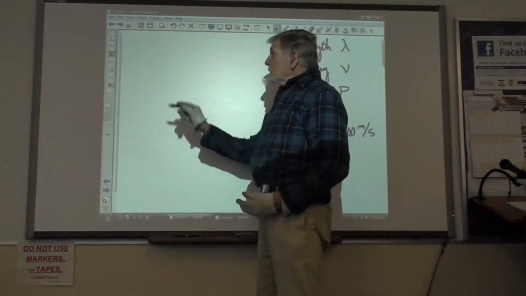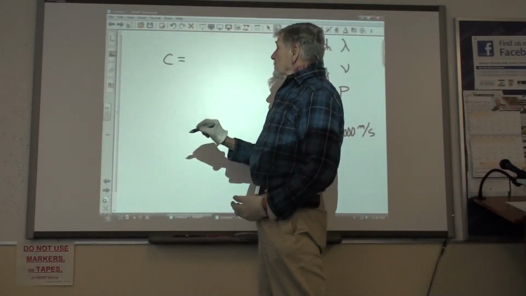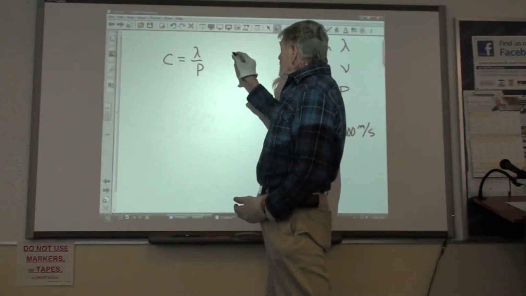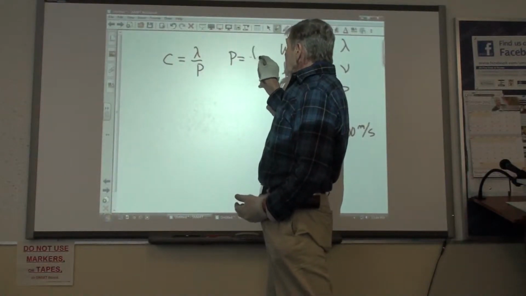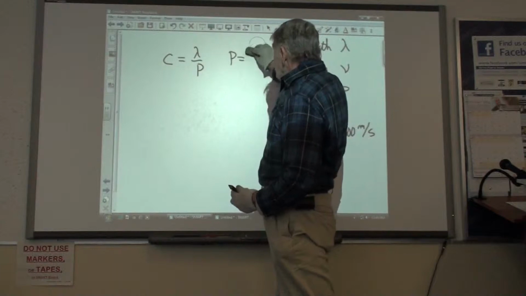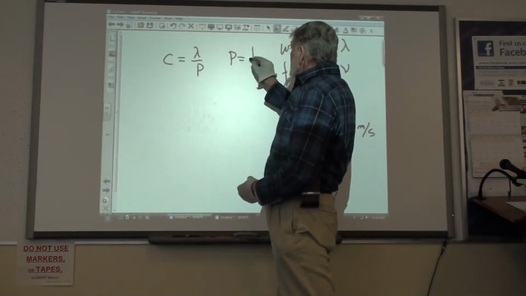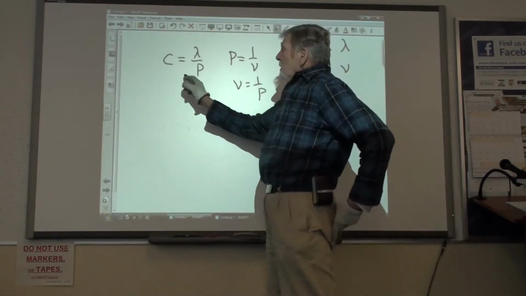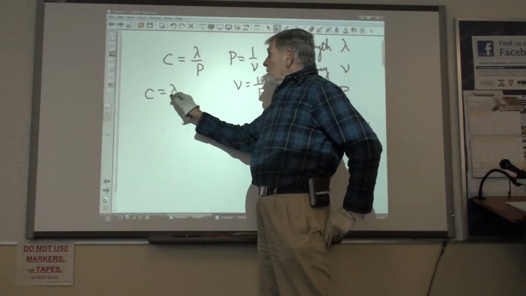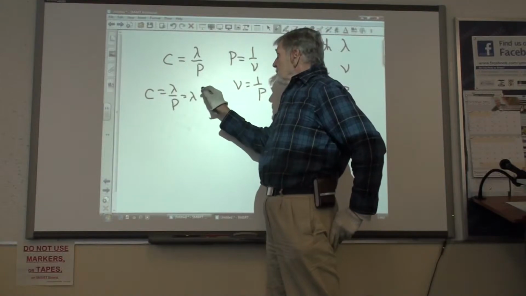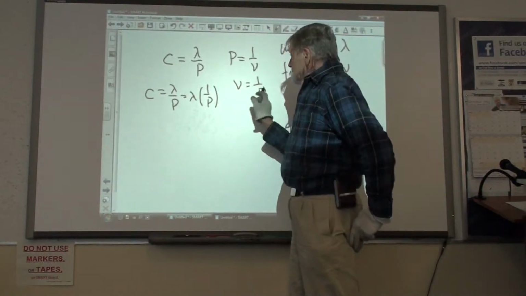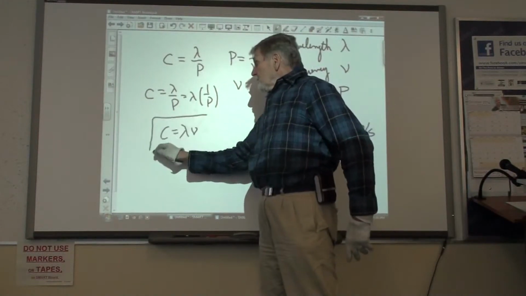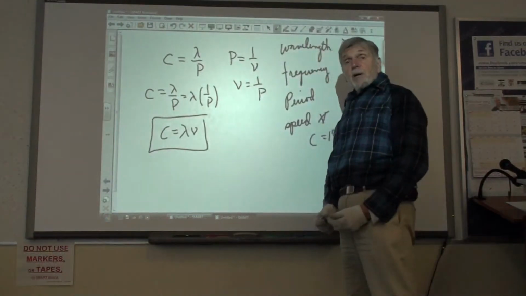Now, since speed was shown to be a distance over a time, it was equal to the wavelength over the period. And we also established that the period and the frequency were in inverse relationship: the period was 1 over the frequency, and the frequency was 1 over the period. So since c is equal to lambda over P, it's equal to lambda times 1 over P. But since 1 over P is nu, then c is equal to lambda nu. And this is our basic equation for a traveling wave.